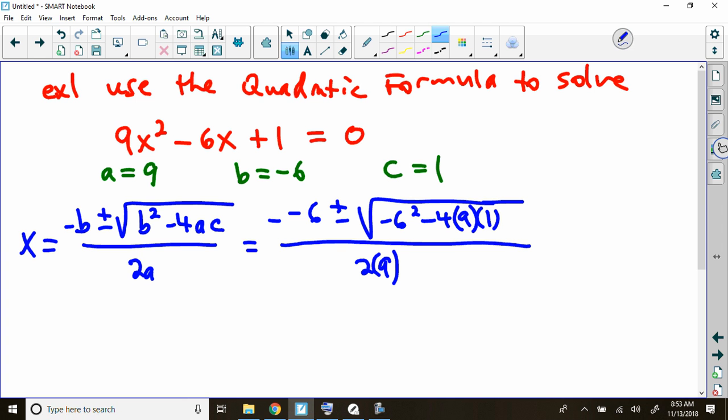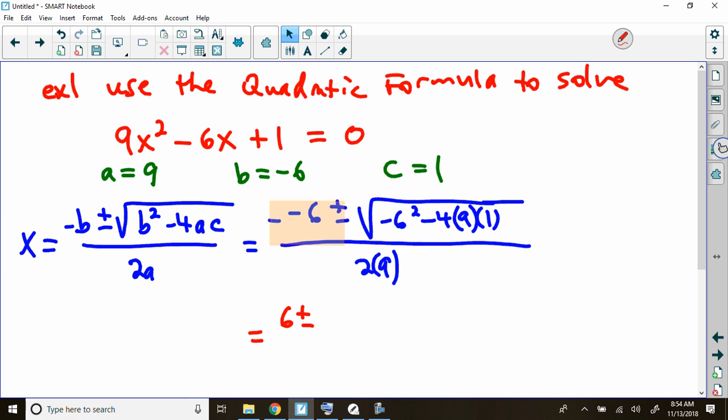So the thing I don't like about the quadratic formula is there's a lot of room for error. First of all, what's minus 6? It's going to be positive 6. A lot of people screw that up. So that's going to be positive 6 plus or minus.